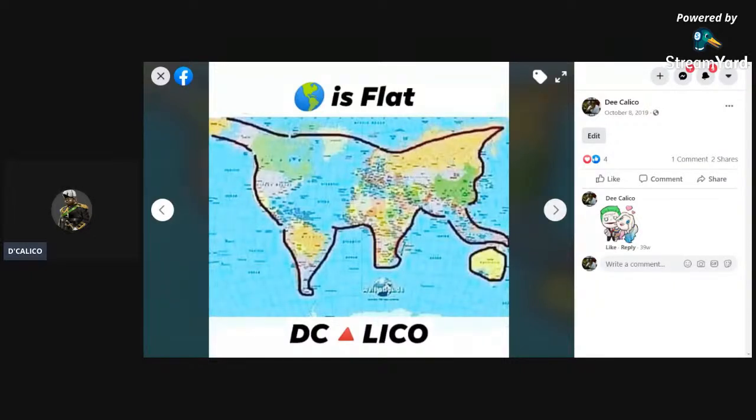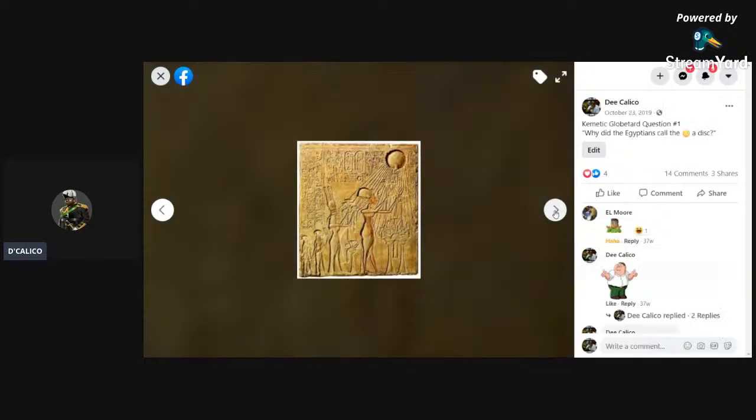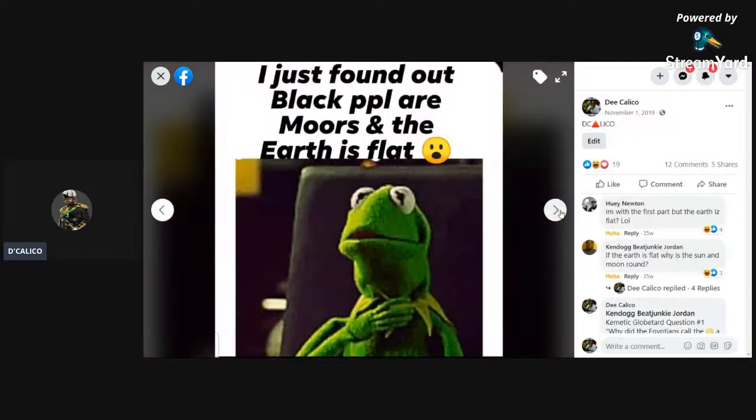This is being funny, but you can actually make that shape out of the so-called map they've given us. I find it funny. So that's just more ammo to me why the earth is flat. The melanated people being fed by the sun. And what did the Egyptians call the sun? The sun disk, or the solar disk of Ra. It was a disk, not a ball. Still is. I just found out black people are Moors and the earth is flat.